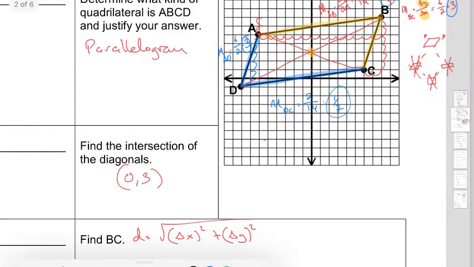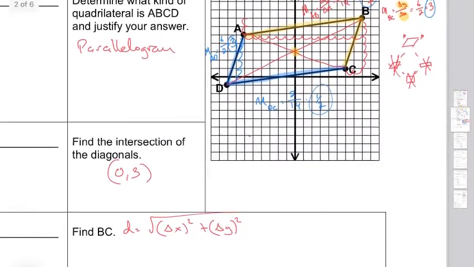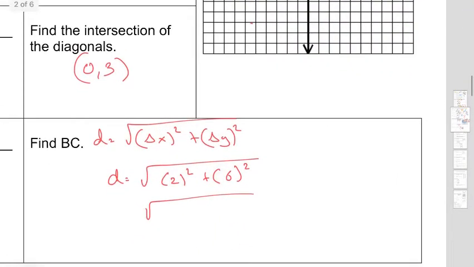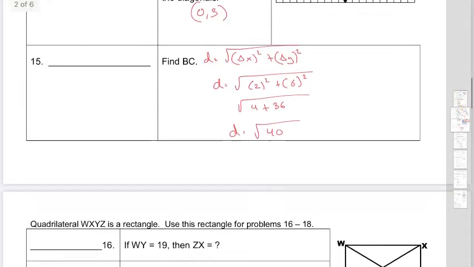And so really all I'm going to do is substitute those values in to find the distance, and then we simplify. So the change in x was 2 units. Our change in y was 6 units. So mental math. 2 squared is 4. 6 squared is 36. And so we're going to leave it as a distance of the square root of 40, sorry. Alright, so let's move on.